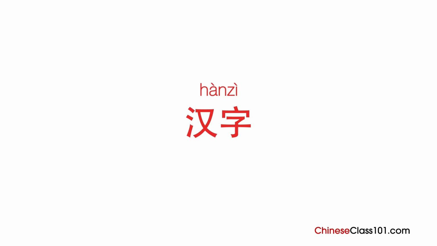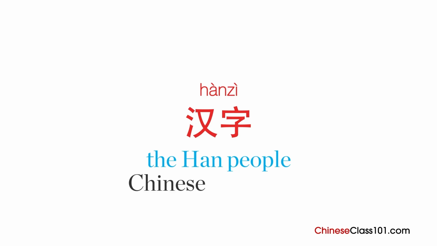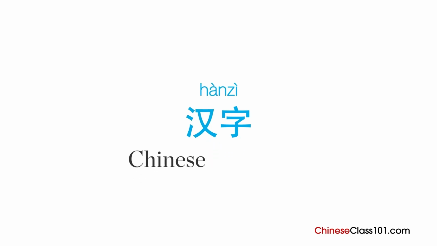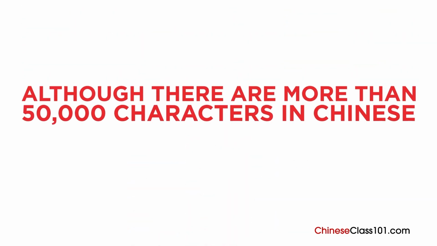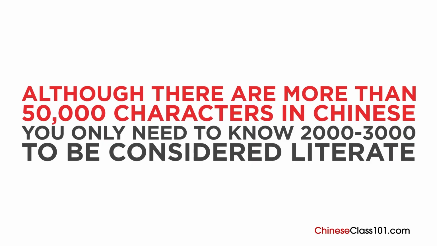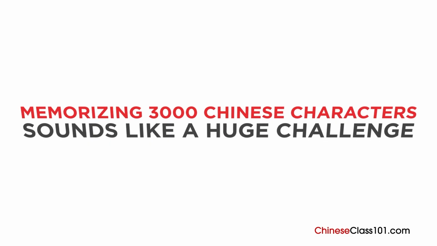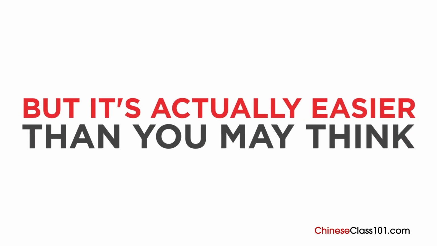For example, the word Hanzi is made of two syllables. The first one, Han, means Chinese, or the Han people, which is a majority ethnic group in China. The second syllable, Zi, means word. So Han and Zi together means Chinese characters. Although there are more than 50,000 characters in Chinese, you only need to know 2,000 to 3,000 to be considered literate. Still, memorizing 3,000 Chinese characters sounds like a huge challenge, but it's actually easier than you may think.